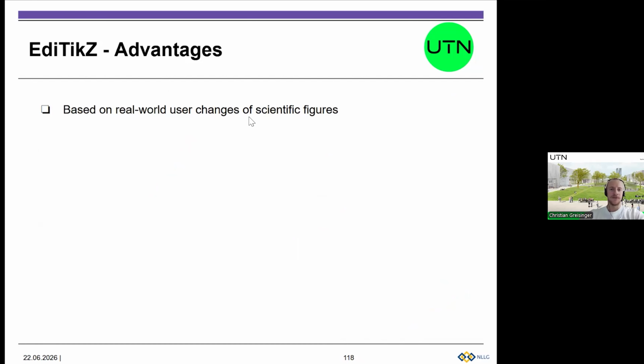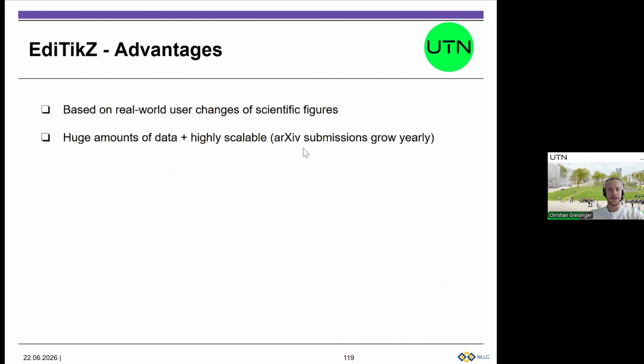Yeah, for advantages, there are a few advantages. First, it's actually based on real-world user changes of scientific figures, so it's not synthetic data. And the other one is the huge amount of data that we can get because we crawl it from arXiv, and the submissions actually grow yearly.